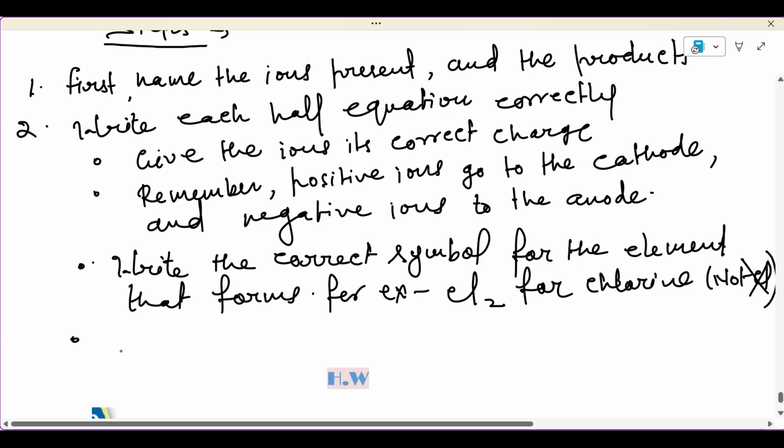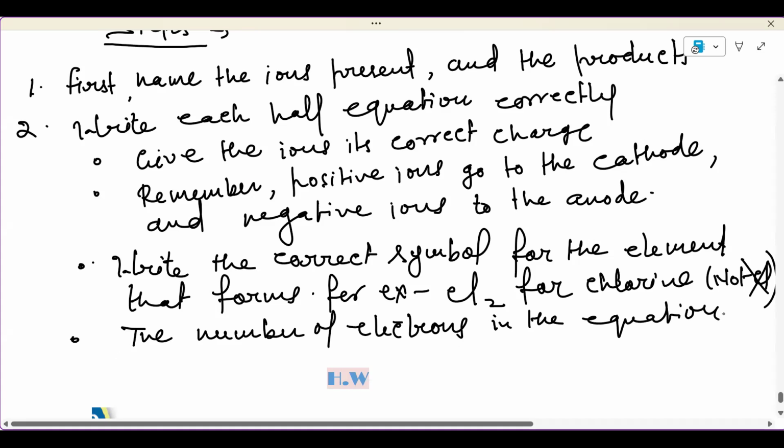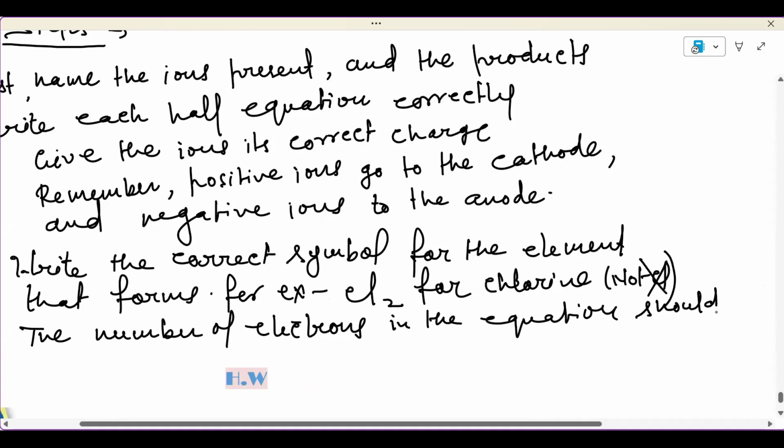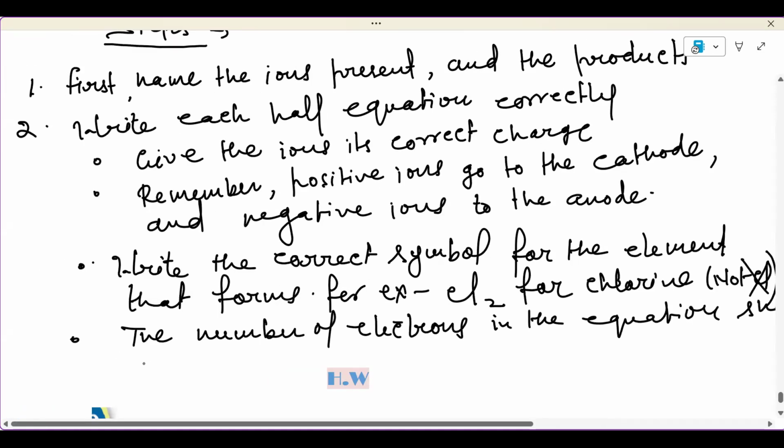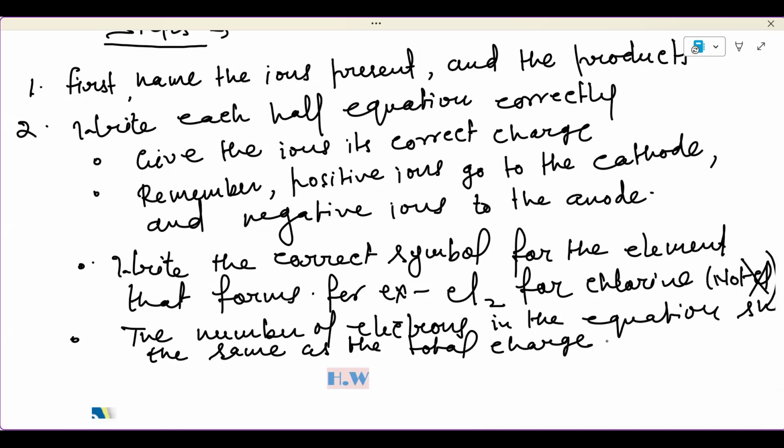Next is the number of electrons in the equation should be the same as the total charge on the ion.